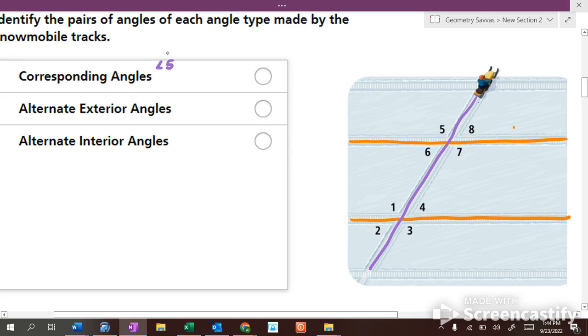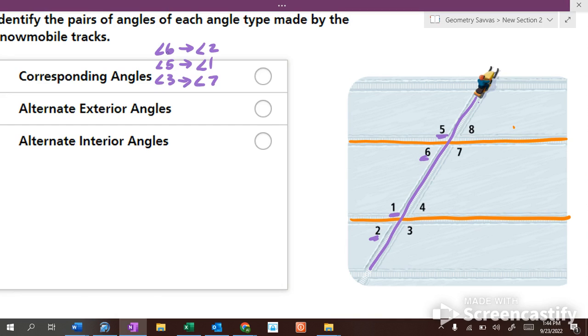Angle 5 is corresponding to which angle? Angle 1. These are in the same corresponding position: upper left of the intersection, upper left of the intersection. Angle 6 is corresponding to what angle? 2. Okay, lower left, lower left. Angle 3 is corresponding to what angle? 7. And angle 8 is corresponding to what? 4. Okay, those are corresponding angles.